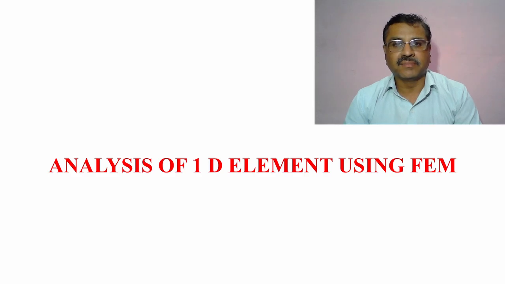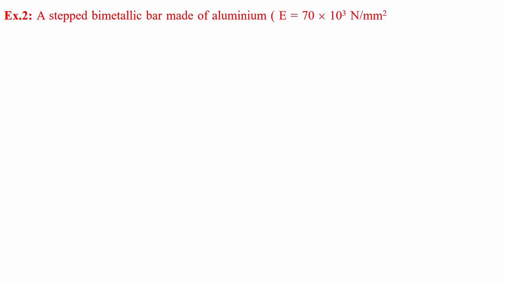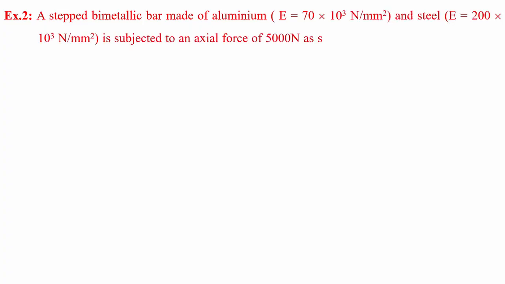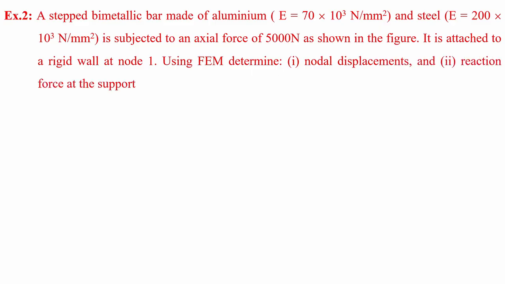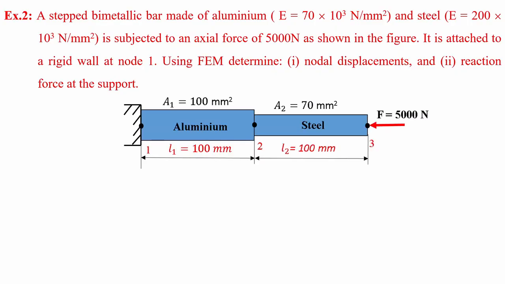So let us start. A stepped bimetallic bar made up of aluminum having Young modulus E equal to 70 into 10 raised to 3 Newton per millimeter square and steel having Young modulus of 200 into 10 raised to 3 Newton per millimeter square is subjected to an axial force of 5000 Newton as shown in figure. It is attached to a rigid wall at node 1. Using FEM, determine nodal displacements and reaction force at the support. This is the figure which is given in the problem.